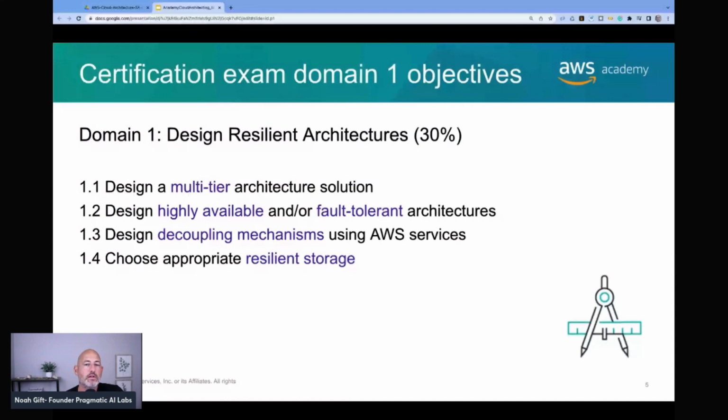If you haven't gone through and looked at all the different domains, then you're going to be putting yourself at a disadvantage. The first domain on the AWS Solutions Architect certification is designing resilient architectures, and that's 30% of the exam. So that's a huge section of the exam. A few of the things to be aware of: one, being able to design a multi-tier architecture solution. Two, designing highly available or fault-tolerant architectures. Three, designing decoupling mechanisms using AWS services. And four, appropriate resilient storage.